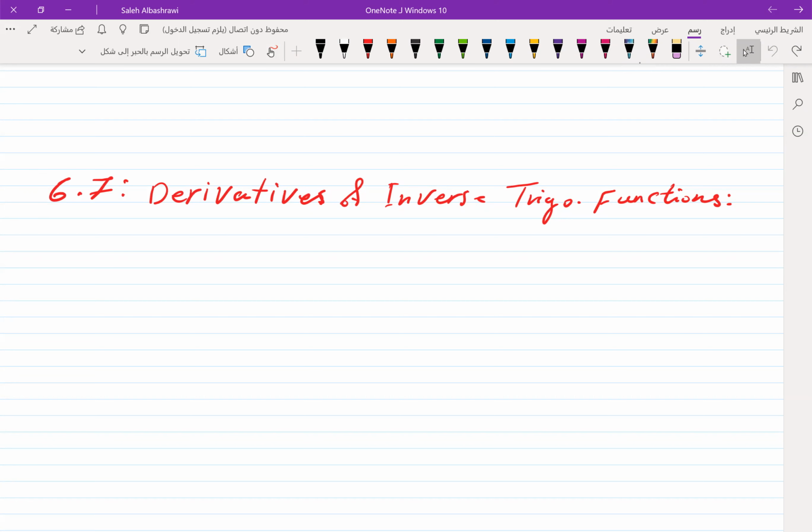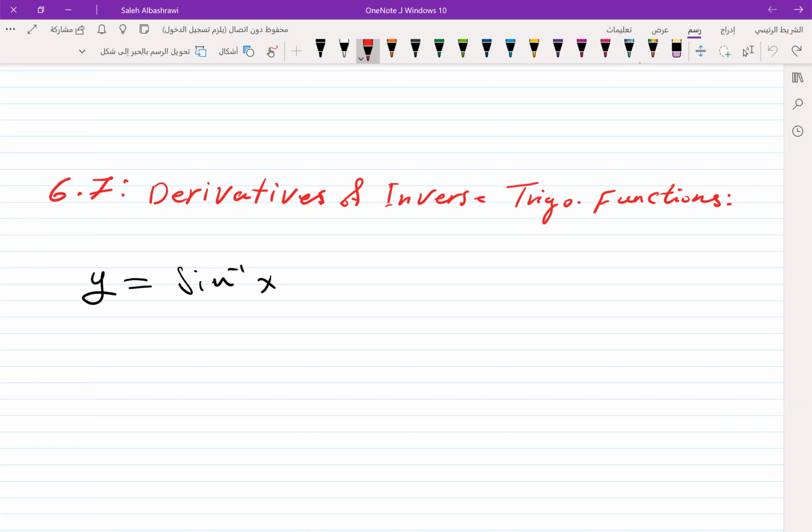Today we are going to speak about the derivatives of inverse trigonometric functions. Before, we spoke about the derivatives of the trigonometric functions: sine, cosine, tangent, cotangent, and secant. Today we are going to find the derivative of the inverse trigonometric functions. So the objective for this topic will be to find the derivative of y equal to sine inverse x. We need to find the derivative for this one.